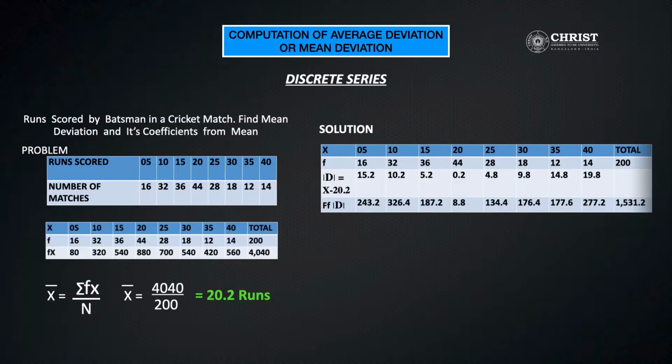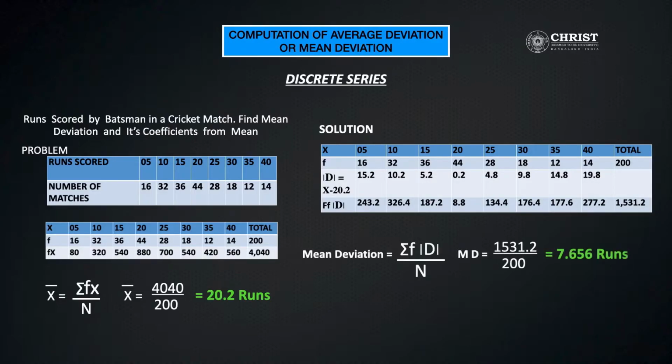We will not consider the plus and minus signs. So, frequency values into delta values: 243.2, 326.4, 187.2, 8.8, 134.4, 176.4, 117.6, 277.2 and total is 1531.2.